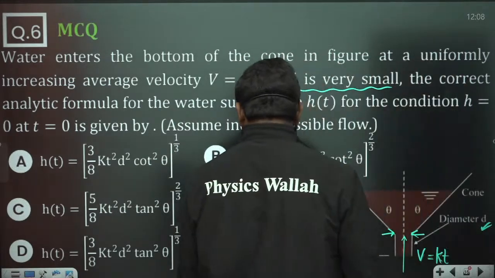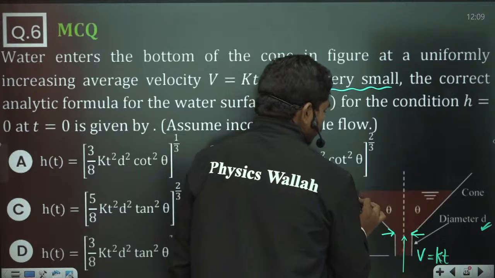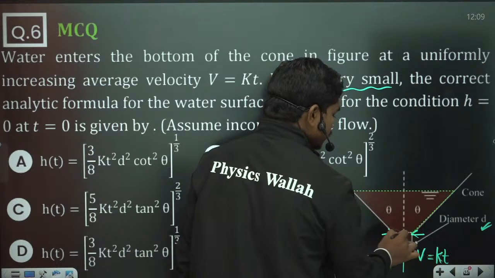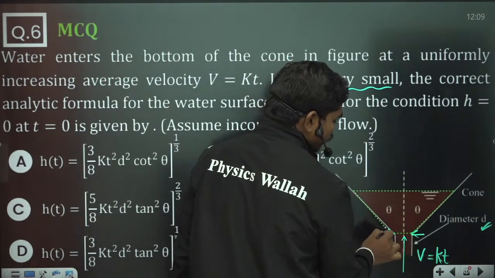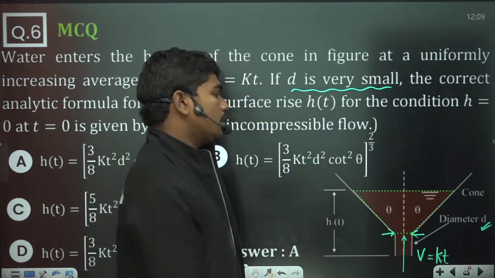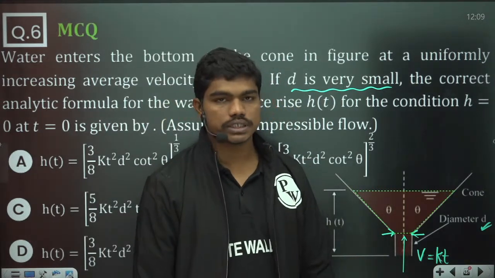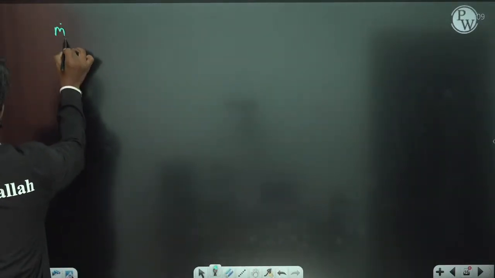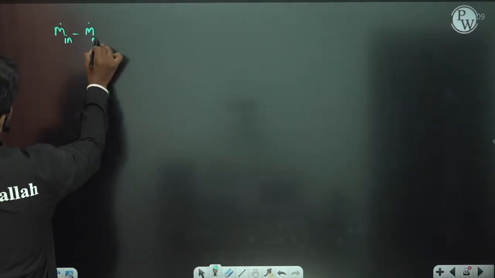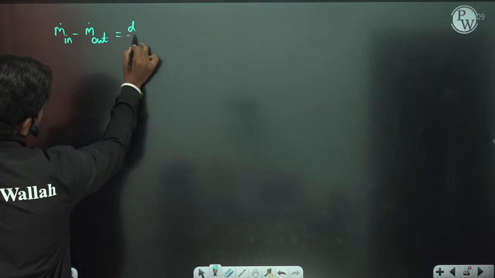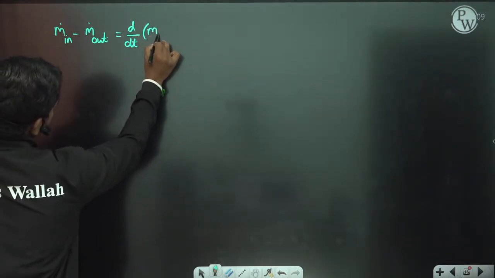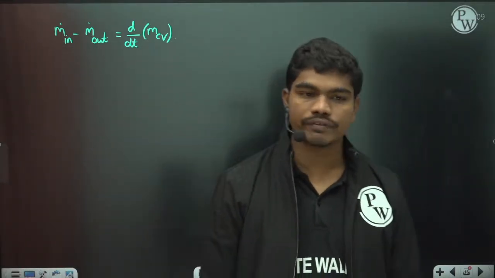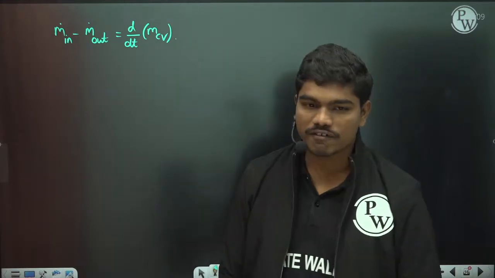If you take this control volume at any time t, for example, if you take this volume, then in this volume, if you apply the continuity equation, mass flowing in minus mass flowing out, m out, is nothing but the rate of change of mass within the control volume, correct? Yes or no? Mass flowing in minus the mass rate which is coming out of the cone is actually equal to the rate of change of mass within the control volume.